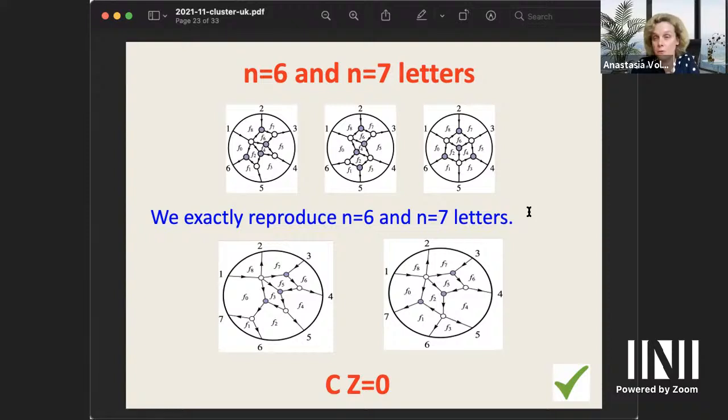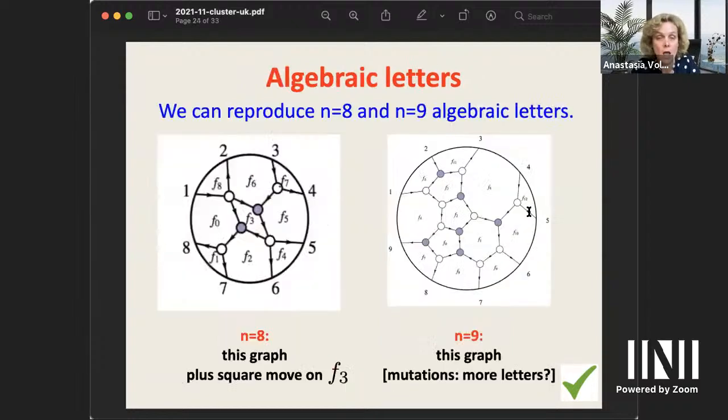Before going to 8 and 9, here's 6 and 7. Here we reproduce those 6- and 7-point letters from these Plabic graphs. The reason we were excited by this construction is that we could get square roots immediately. We start with this 8-point Plabic graph and solve CZ equals 0 for it, and boom, we get a square root, exactly the correct square root that appears in amplitudes.